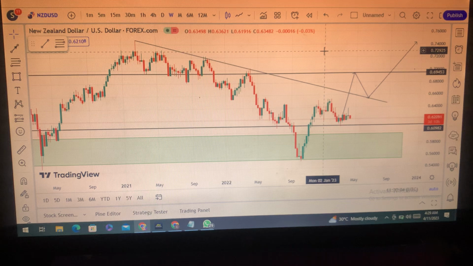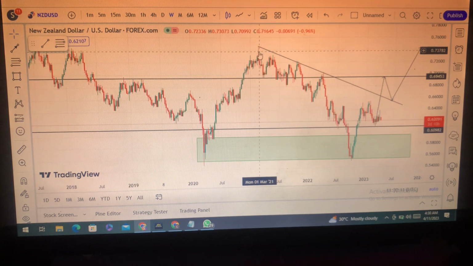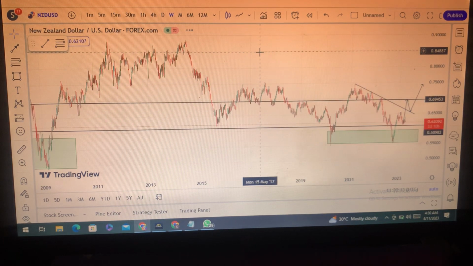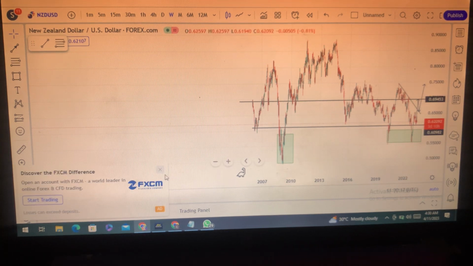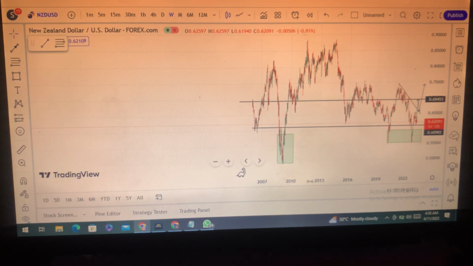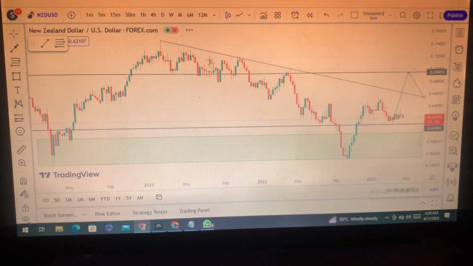A lot of people use different ways to analyze their market, but the trend line is one of the easiest ways to analyze your market. This is for a downward trend. Let's go to the daily time frame.